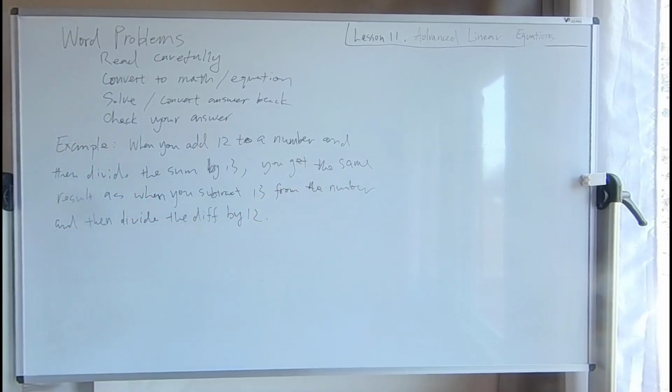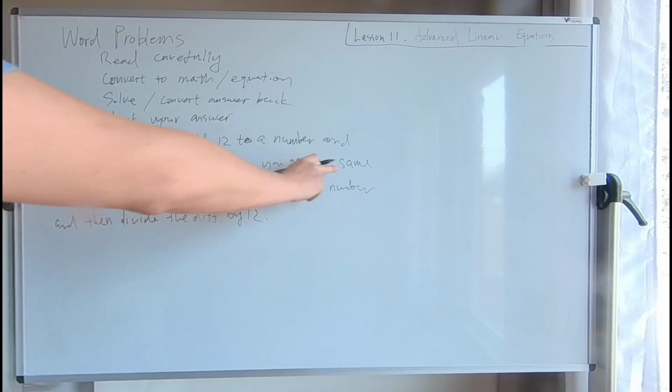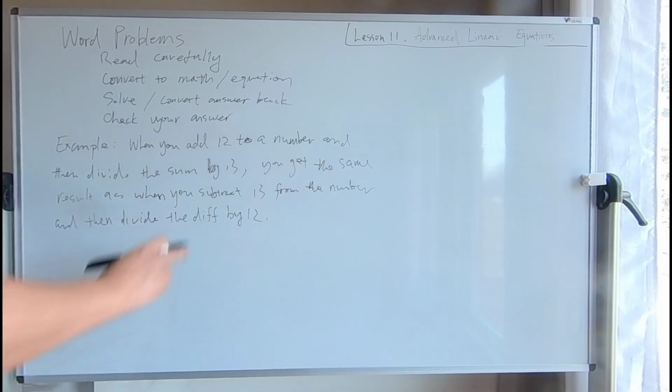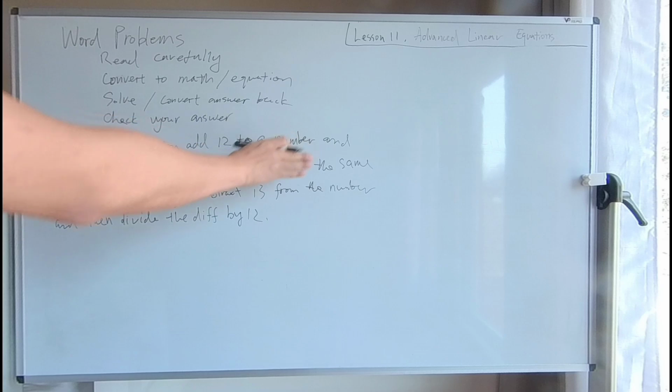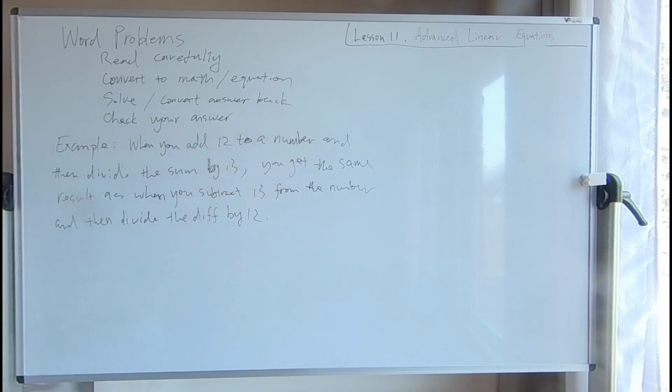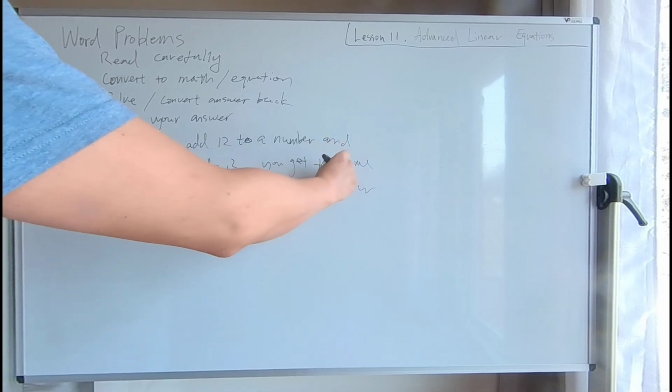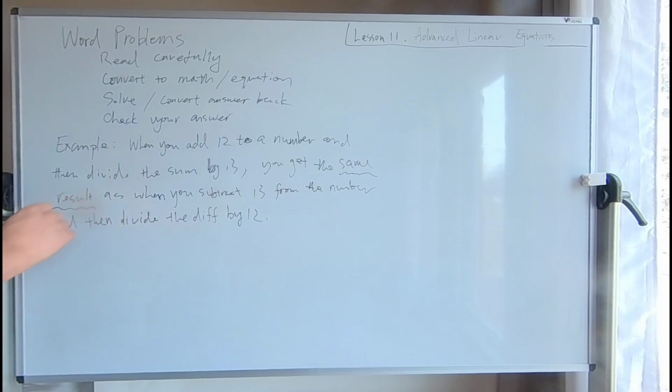So let's read this again. I have a number, and if I add 12 to that number and divide the sum by 13, I get the same result as when I subtract 13 from that number and divide the difference by 12. So first of all, I have two statements or two expressions or two sentences, which means I can convert each into an expression. And then I have a condition with the keyword same result. This indicates that I can construct an equation based on that. So how to do this?